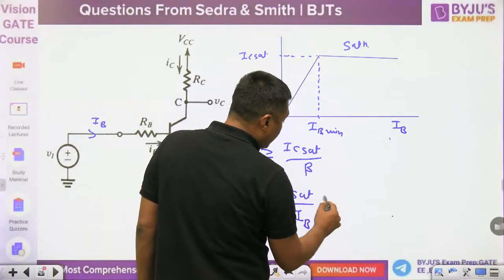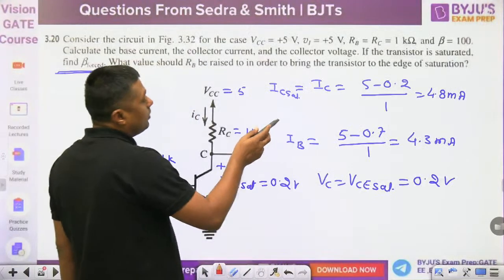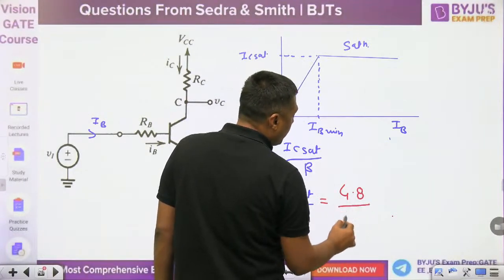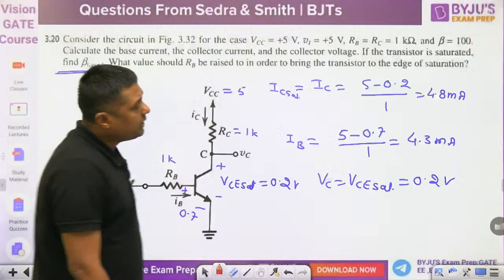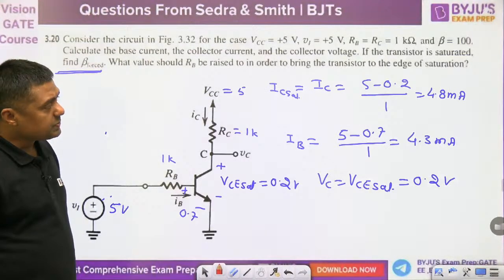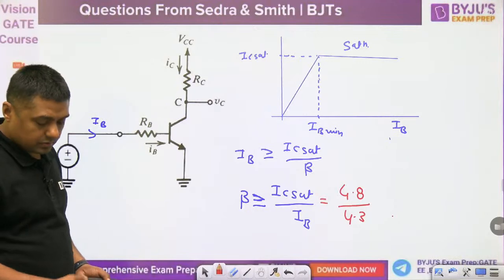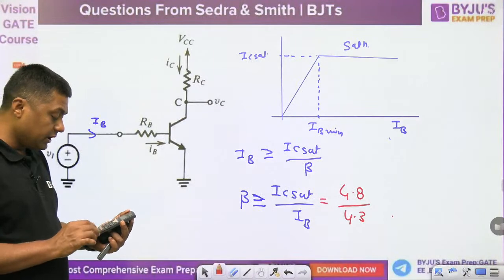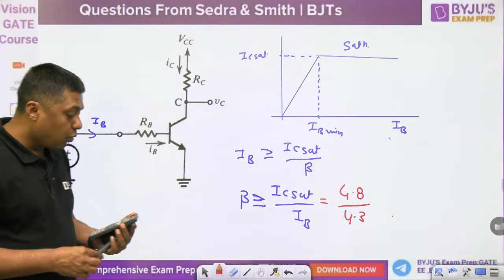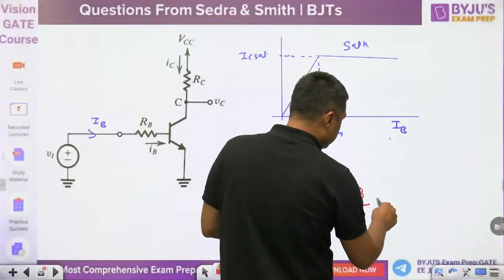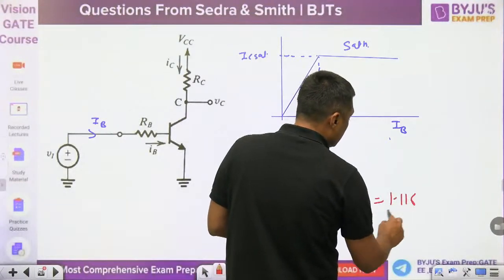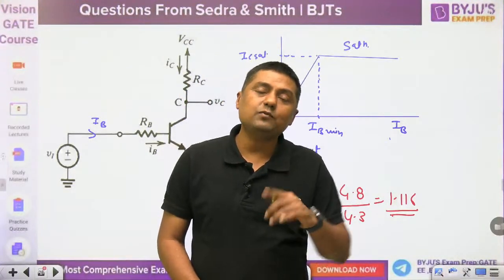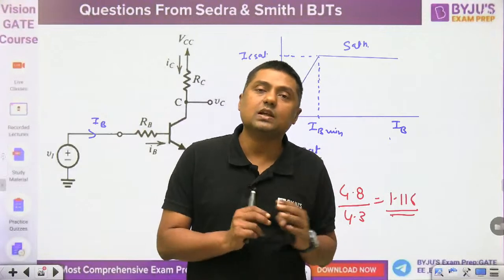Now you can put the values here. What is the value of IC sat? 4.8. What is the value of IB? 4.3, very high. So 4.8 and 4.3. What is the value of beta forced that will force the transistor into saturation? 4.8 divided by 4.3 is 1.116 only. It means beta is required only 1.116. If beta is greater than or equal to that, the transistor will be in saturation.